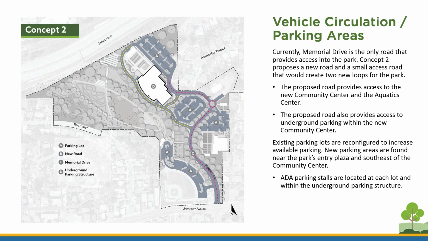Like we mentioned earlier, Memorial Drive is the only road that provides access into the park. So Concept 2 also proposes a new road and a small access road that would create 2 new loops for the park. The proposed road provides an accessible path of travel for pedestrians to the new community and aquatic center. The proposed road also provides access to underground parking. Similarly, a roundabout provides an opportunity for a shuttle bus stop.